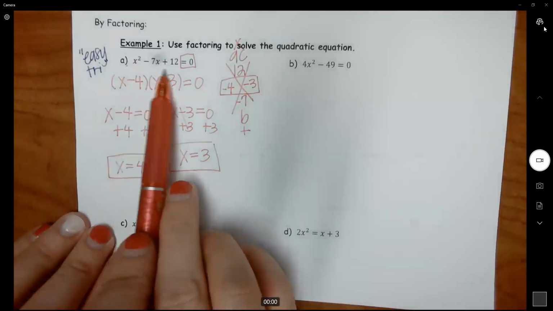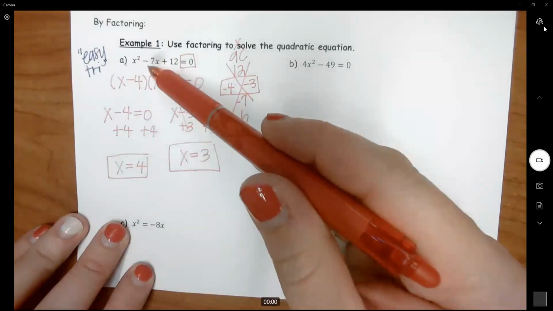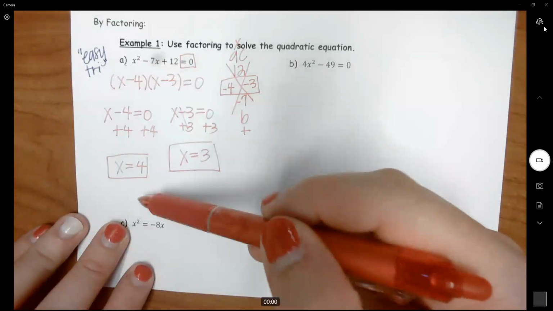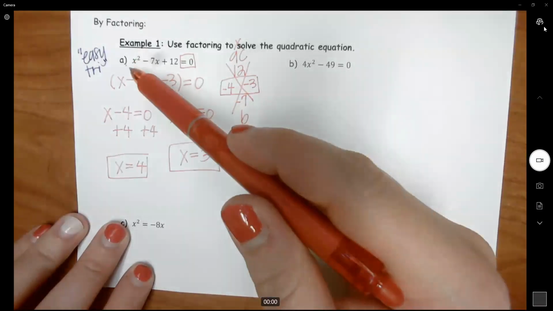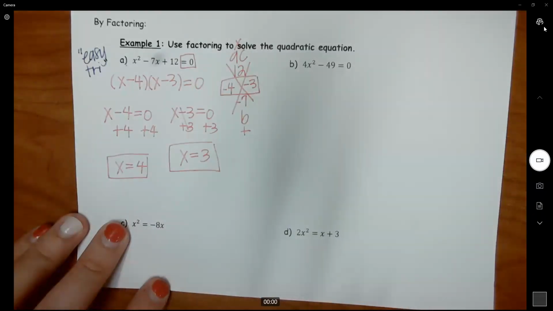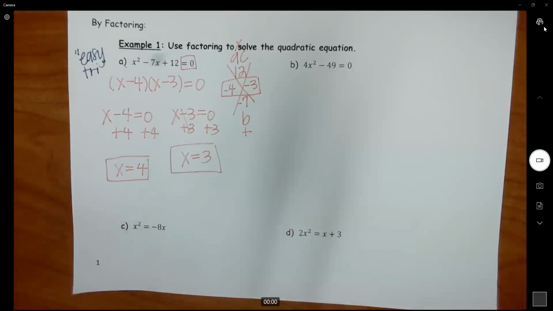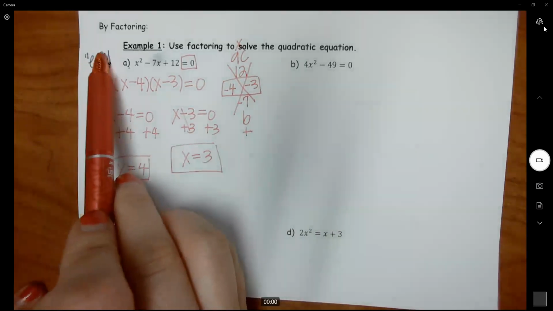If you were to plug those in, we would get 0. You do 4 squared minus 7 times 4 plus 12, or if you do 3 squared minus 7 times 3 plus 12, both of those should give you 0. Okay, so that's the first one, to factor your easy trinomial.